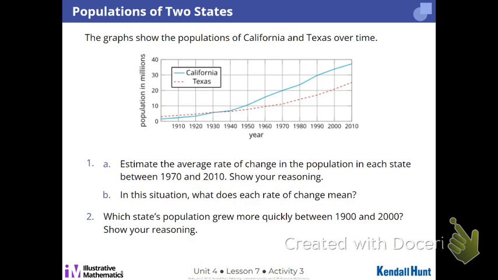This is real data, although this data has probably changed since COVID. Actually, I know it's changed since COVID. But this is the populations of California and Texas. Your job is to estimate the average rate of change in those populations between 1970 and 2010. And then just say what that means. And then for 2, you're going to look between the interval of 1900 and 2000 and see which ones grew more quickly. So you and your partner.